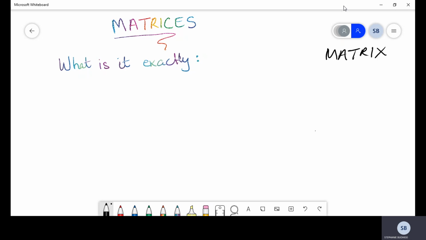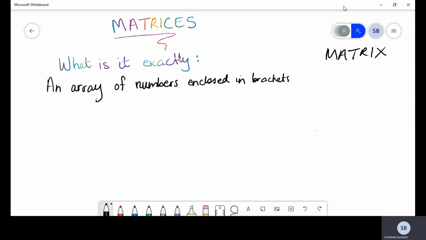Well, a popular definition you'll hear is that a matrix is simply an array or list of numbers. So if you ever wanted a definition, there you go, an array of numbers. And they tend to be enclosed in some huge brackets, as I will show you just now. Okay, so an array of numbers enclosed in brackets. Now, exactly what does that word array mean?